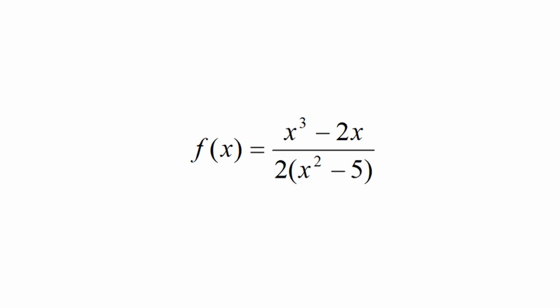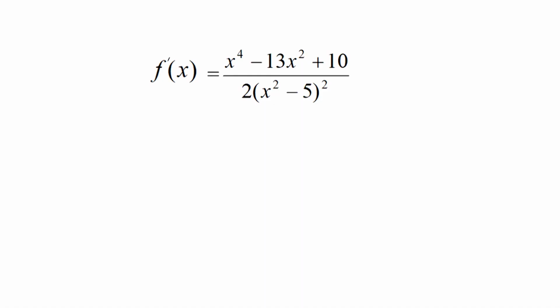We have f of x is equal to (x cube minus 2x) whole divided by (2 times (x square minus 5)). By the quotient rule of differentiation, we get f dash of x is equal to (x to the power 4 minus 13 x square plus 10) whole divided by 2 times (x square minus 5) whole square.